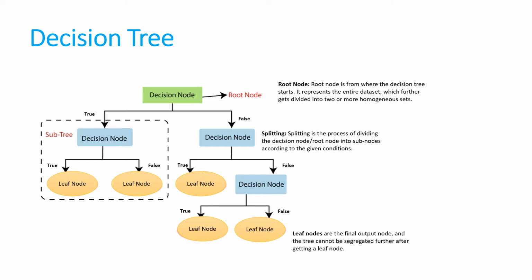Here, as you can see, if it is true, it is going here. If it is false, it is going here. If it is true, another decision is taken, and then we arrive at the leaf nodes where we cannot split the data further. Leaf nodes are the final output. Splitting is nothing but the process of dividing a node into subnodes based on the given condition. This is what it is. We'll see in detail with an example.